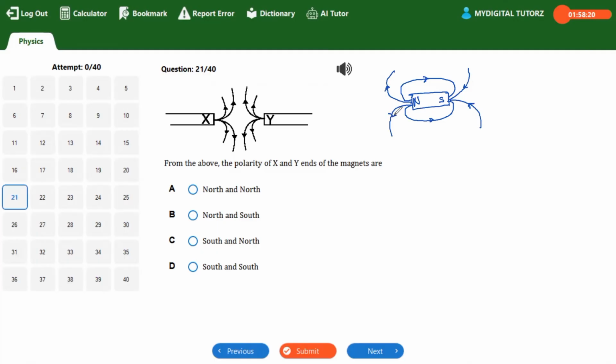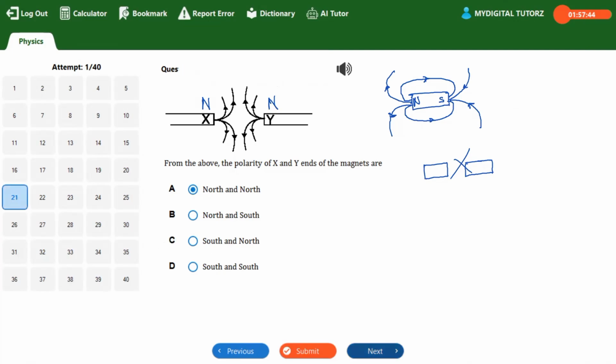So if you have this idea, you'll be able to answer. From what we have here, this magnetic line is going out, and this one is also going out. This tells you that the polarity here is north, and the polarity here is also north. Is that understood? It is just as simple as this. So the correct answer here is north and north, option A.